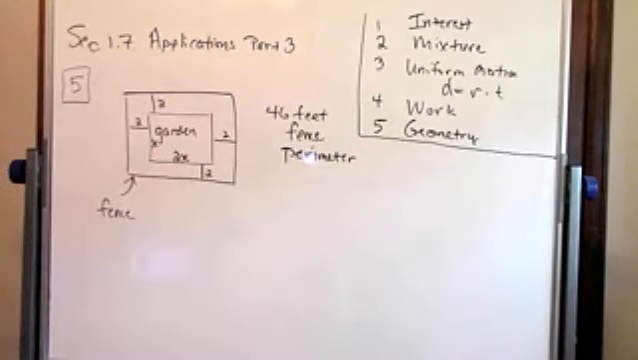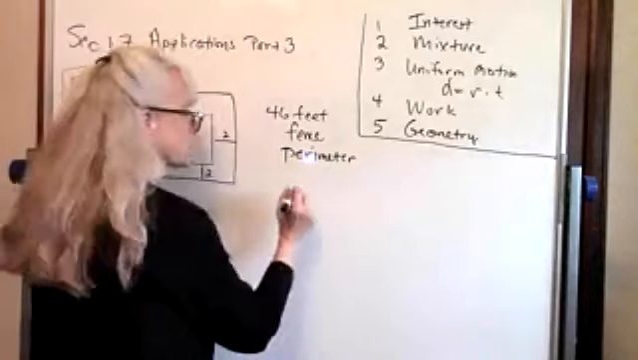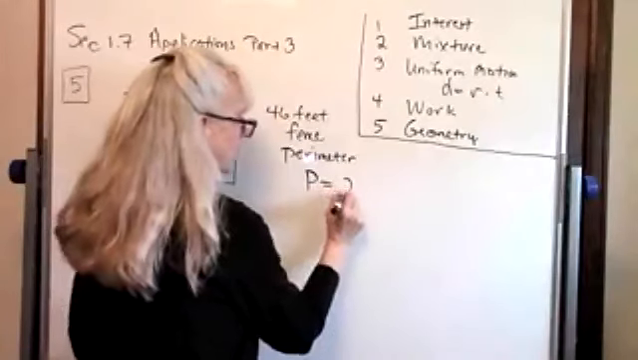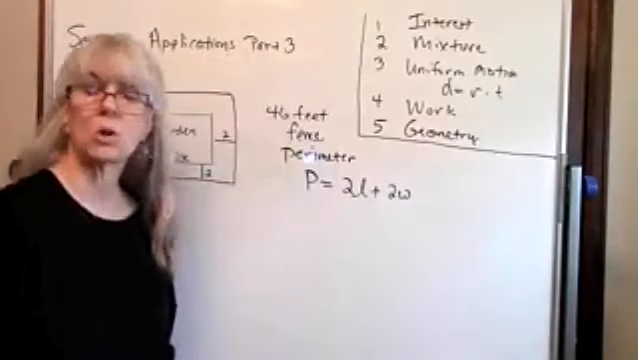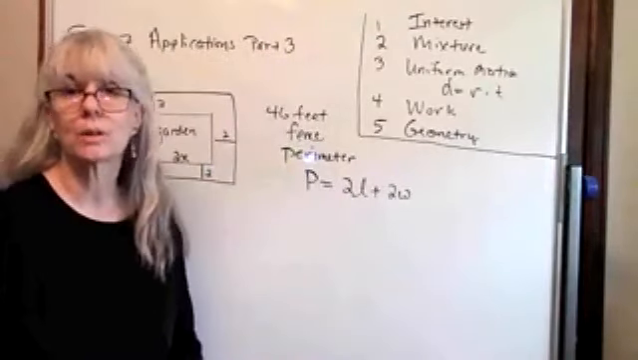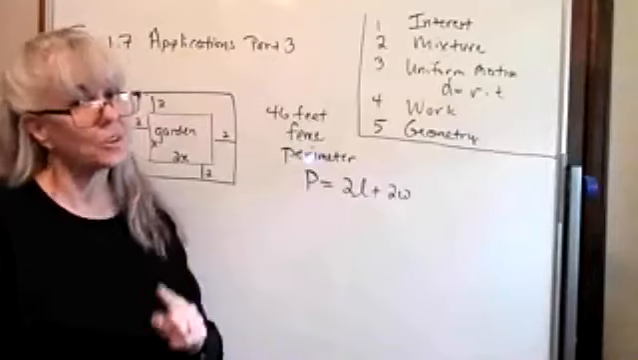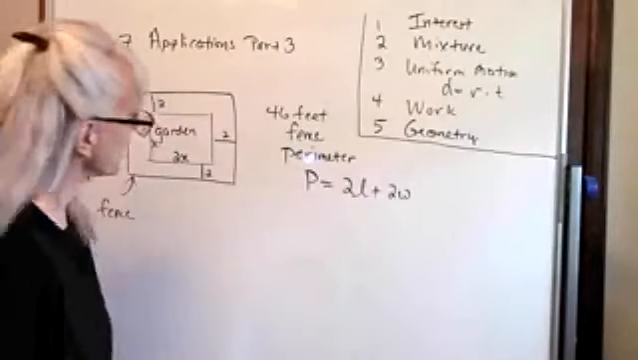Okay, let's go pull our formula first. The formula for the perimeter of a rectangle is twice the length plus twice the width. If you didn't know it, a quick Google search would give it to you, but you can't do it on an exam. So make sure you know it by the time you get to an exam.